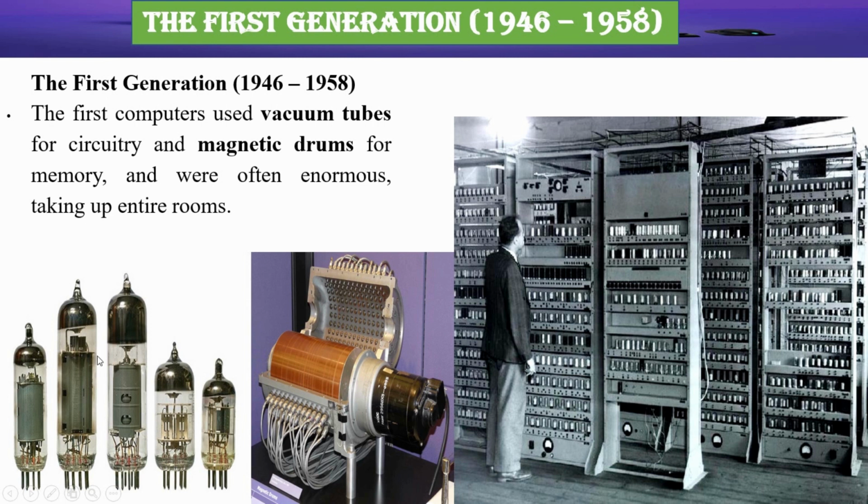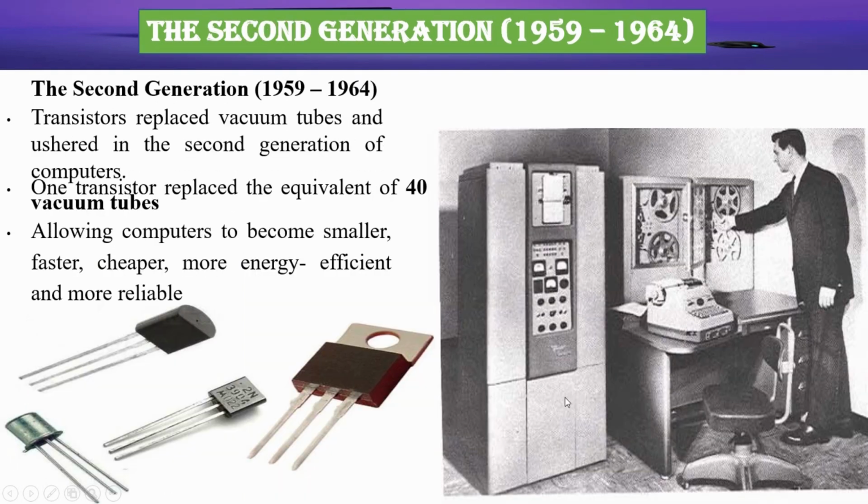And this is the vacuum tube that was used for circuitry, which serves as the processor for first generation computers. And these are the magnetic drums, which serve as storage devices for the first generation computers.